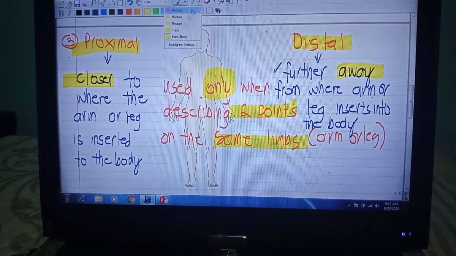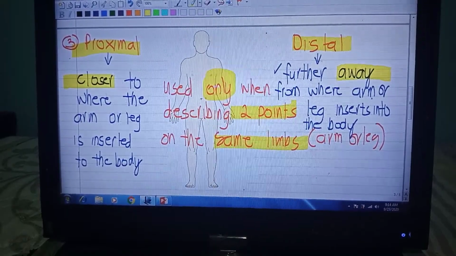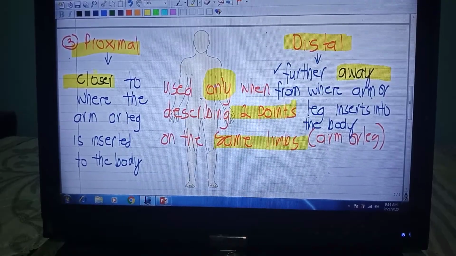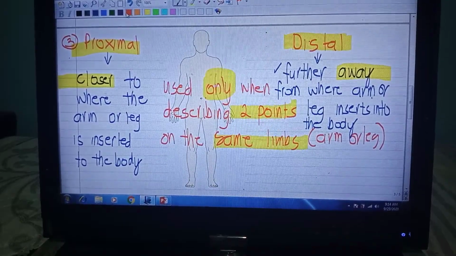Okay? Kung iniwan ka na, distal. Nung naging kayo, closer. Char. Okay? Distal.